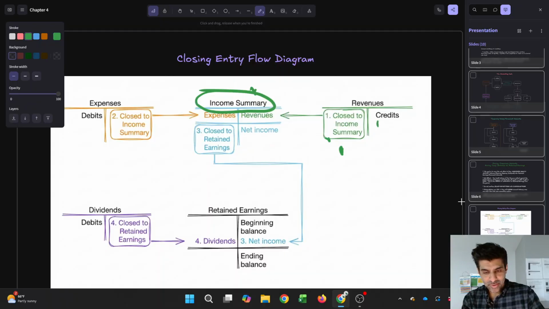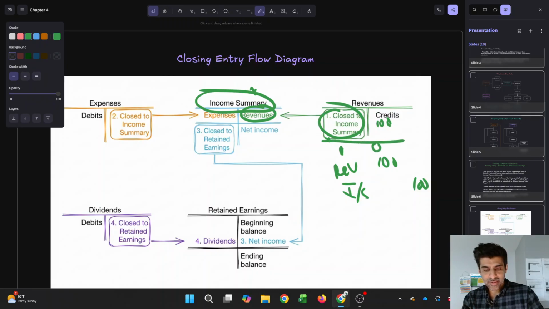Okay, so let's say this is 100. Okay, so what we're going to do in this first one is debit revenue, 100, credit income summary. I'm just going to call it IS, 100. Okay, so you see here, this is a credit, this is a debit. This is going to now be 0, right? Because I just debited revenue 0. But I did not lose that information. It's now just moved to income summary.